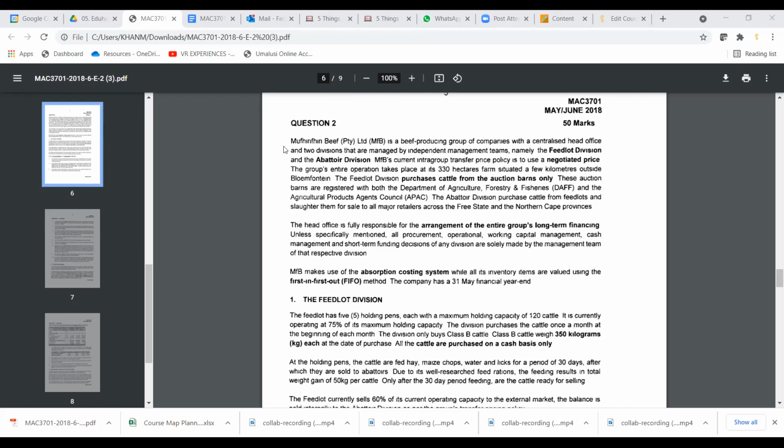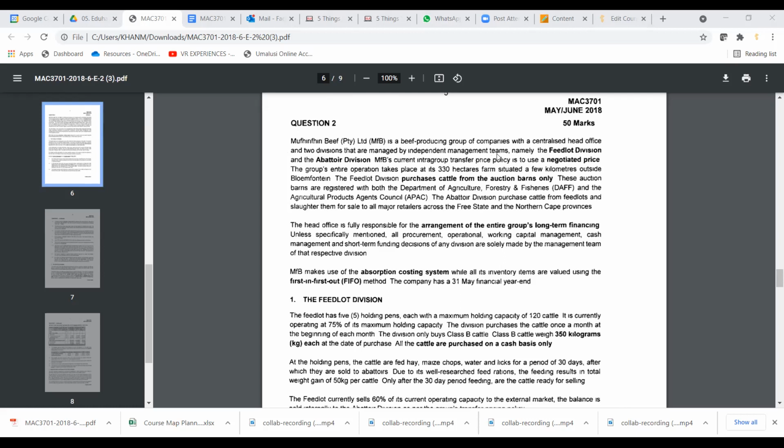So when you see decentralization, when you see independent management teams, when you see divisions, so divisions means decentralization, two things must trigger: transfer pricing and performance management. Those are triggers for the management accounting concepts of transfer pricing and or performance management. It's not applicable to us tonight, but it is applicable in the rest of the question.